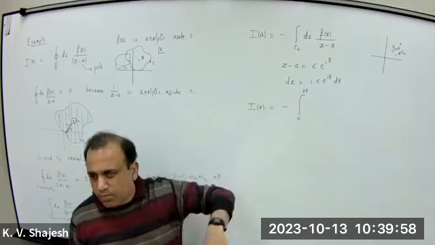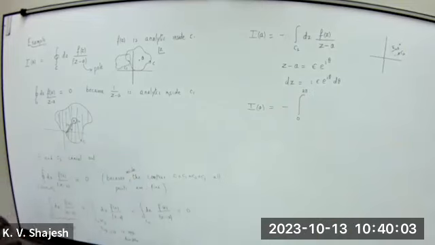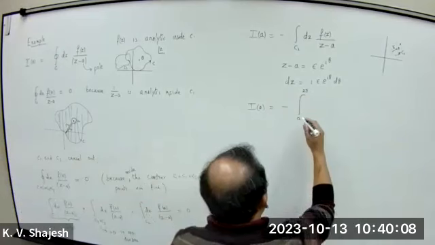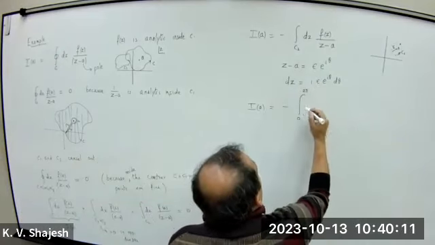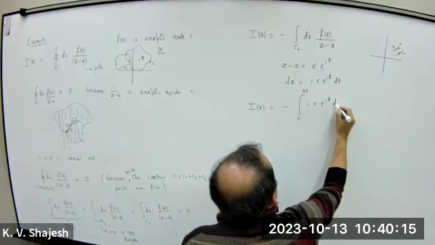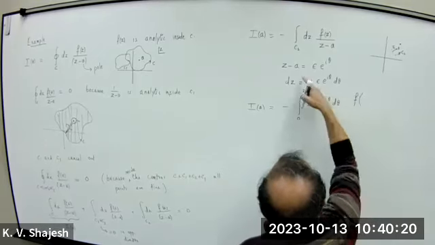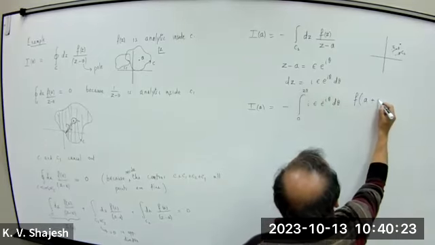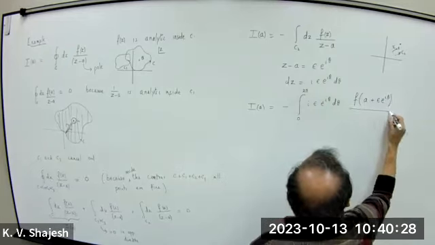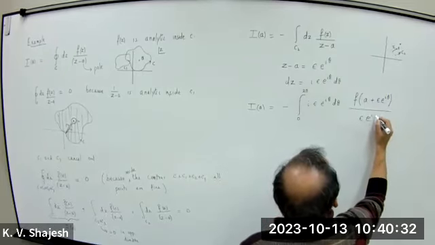The contour need not be the full circle. Sometimes it is half the circle, then you have to go 0 to pi or pi to 0. It is sensitive to where the limits are. dz is i epsilon e raised to i theta d theta. f of z is a plus epsilon e raised to i theta, divided by z minus a, which equals epsilon e raised to i theta.